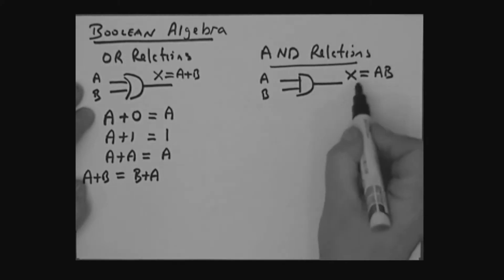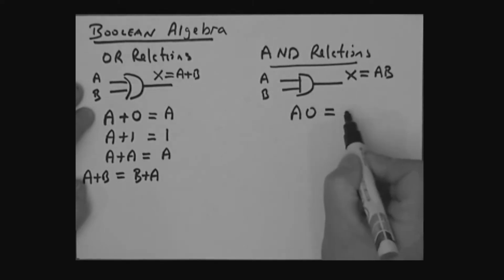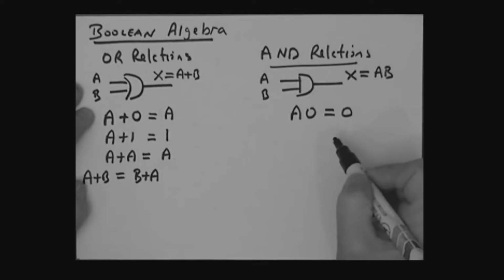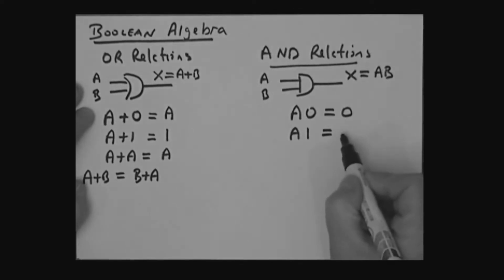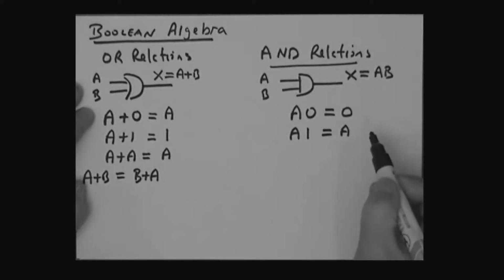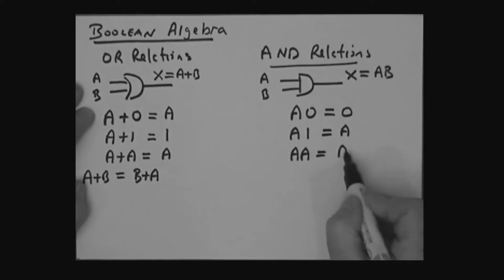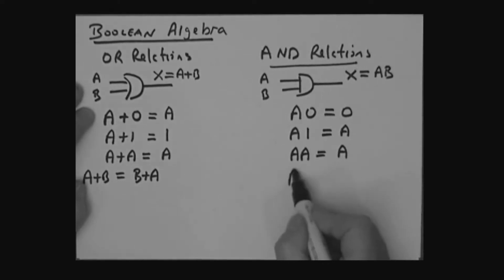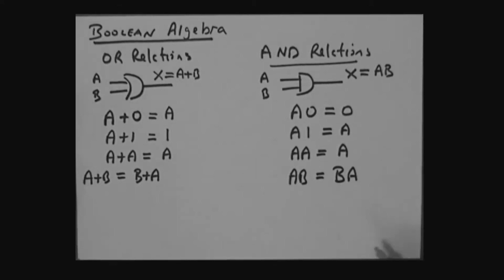Let's look at this. A ANDed with 0 simply gives me 0, it doesn't matter what A is. A ANDed with 1 is equal to whatever A is. A ANDed with A is going to be A. And of course, AB is the same as BA. So what we have there are 8 identities, 4 from the OR relations and 4 from the AND relations.